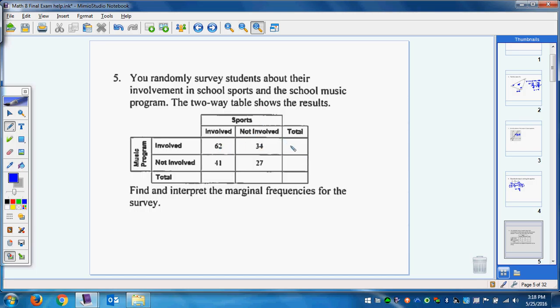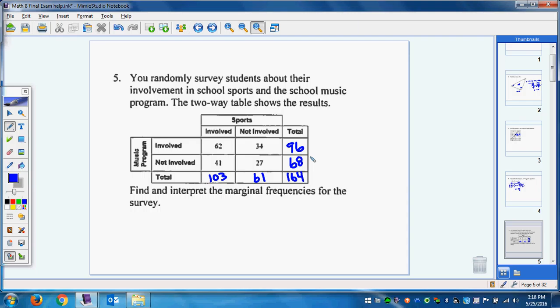So if we add across, that's simply going to be 96. If I add across, that would be 68. I can add down to give me 103. I can add down to give me 61. And the way I find my last box, again, it's either or. I can go top to bottom, so the 96 plus 68, or the 103 plus 61. And I think that would be the easier option, which would be 164.